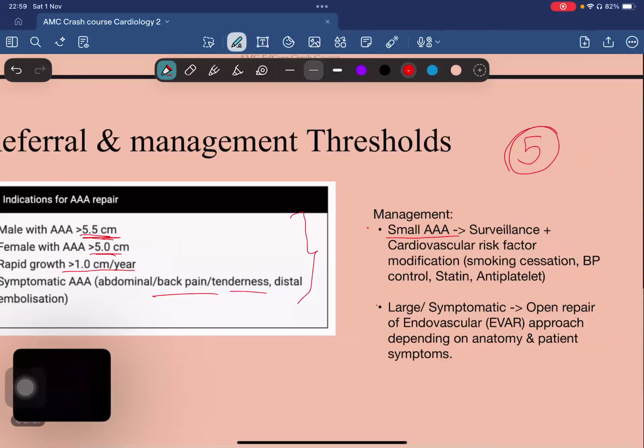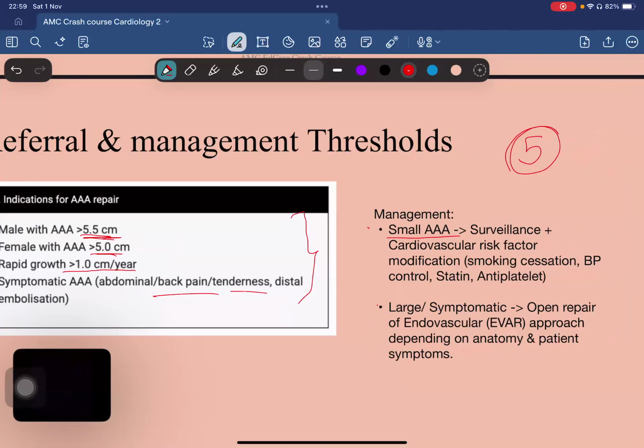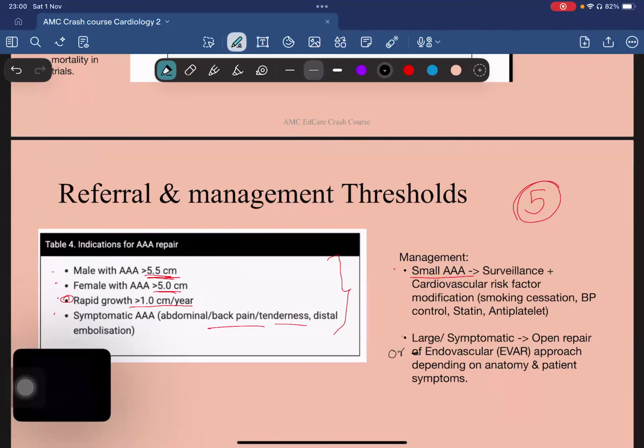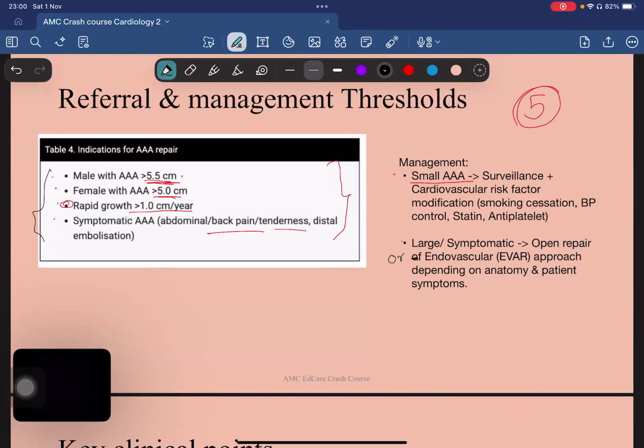And for large ones and symptomatic ones, we talked about the symptoms here: abdominal pain, back pain, tenderness, and all that. So, symptomatic and large ones, you could go for open repair or you could go for endovascular stent graft. The choice depends on the patient's fitness and anatomical suitability, the location of the aneurysm. So just remember, surgery for large or symptomatic ones. That's basically what this says. Just remember the centimeter amount for men and women, because that is very, very, very important.